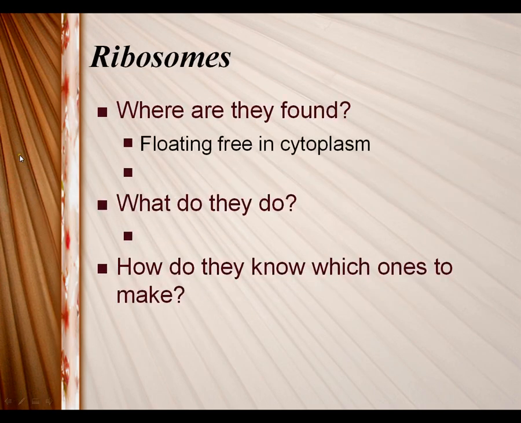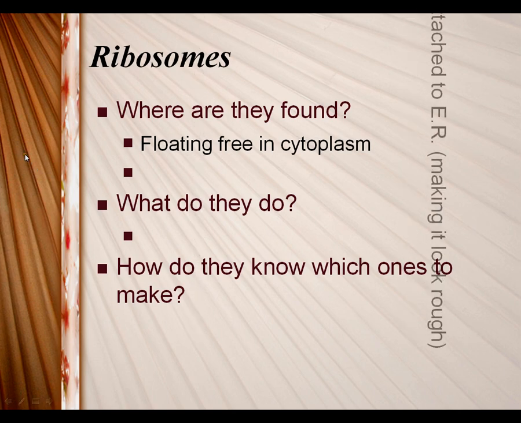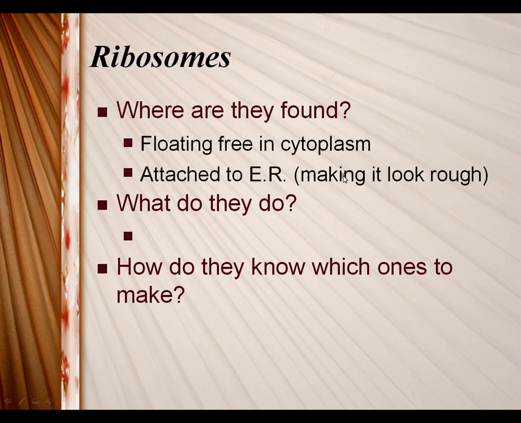Ribosomes. They're found free-floating in the cytoplasm or attached to the ER, the endoplasmic reticulum. I'll make a note here that ribosomes themselves do not have a membrane, so they are found in prokaryotic organisms. However, prokaryotic organisms do not have an endoplasmic reticulum, which is almost entirely membrane. So what do ribosomes do?